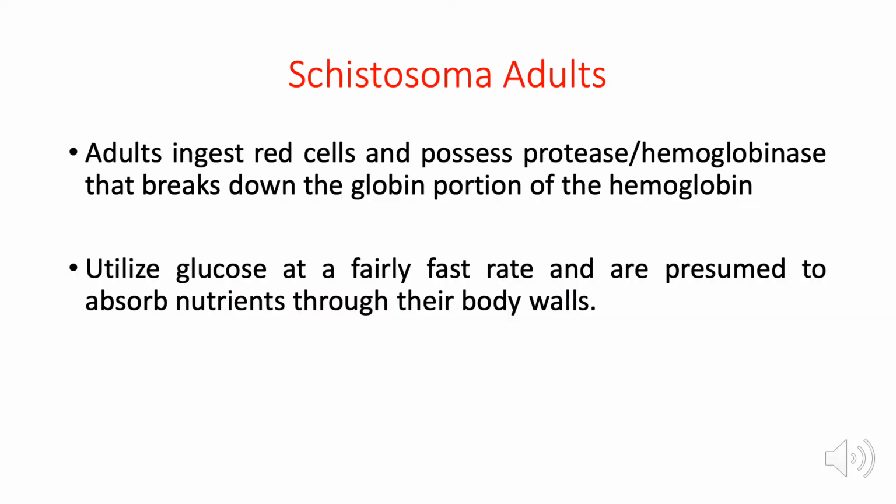Since the adult worms are found in the blood, they must have a means of getting nutrients to survive. These adult worms are known to ingest red blood cells, and they have a protease or hemoglobinase enzyme that will break down the globin portion of hemoglobin. And these worms can also utilize the glucose molecules present in the blood. According to some studies, the nutrients are basically absorbed through their surfaces or body walls.